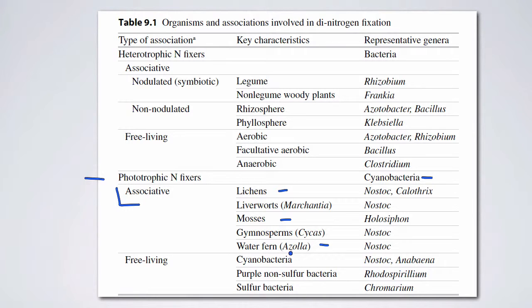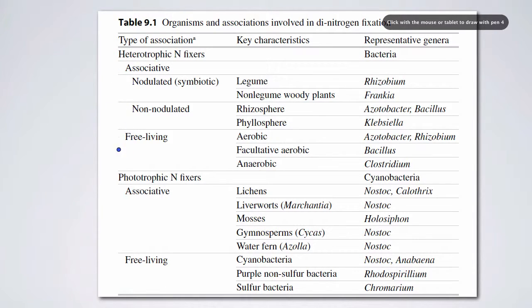And I think in the book they talk about the water fern, Azolla, for example, and its association with Nostoc. In addition, you can have phototrophic nitrogen fixers that are free living. Again, these are still cyanobacteria, and Nostoc is an example of a cyanobacterium that can be associative, such as with the water fern, or free living. Now, the rates of nitrogen fixation are a lot higher when it's associated with a fern than not, but both can occur.